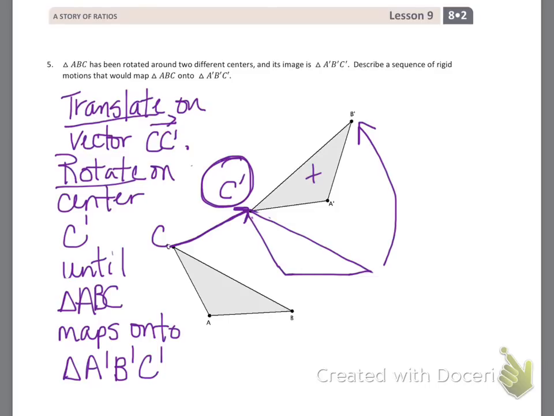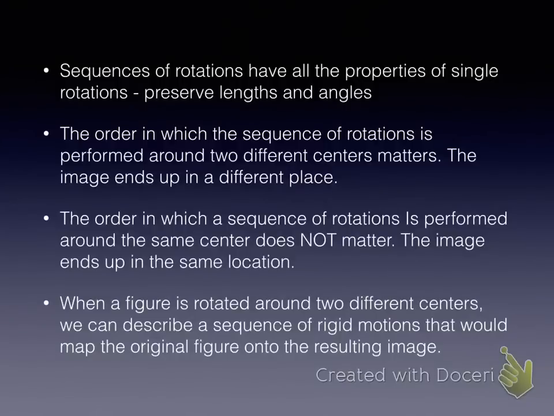So let's real quick summarize what we've learned here. Okay, so let's just go over this together, and this is pretty much what's on your lesson summary on your problem set. But we saw that when we sequenced two rotations, it had all the same properties as a single rotation. In other words, the important thing is it preserved lengths and angles. All the angles were the same. It's a rigid motion. No measurements changed, no shapes changed.